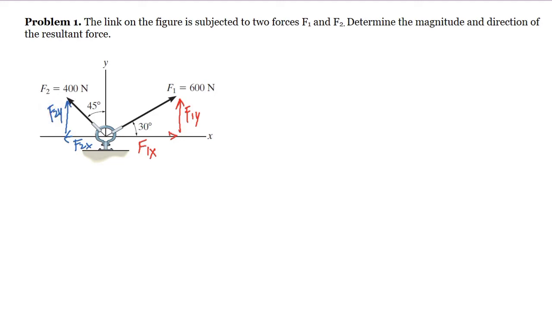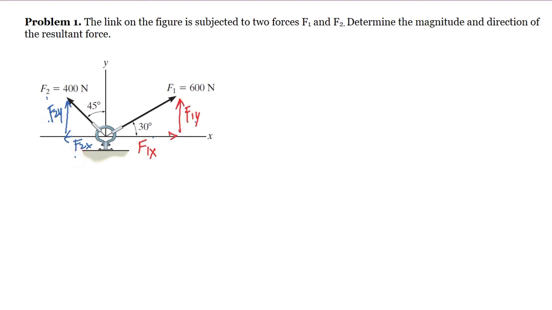Since, as you can see here, F1 is directed to quadrant 1, so you have F1x directed to the right and F1y directed upward. And F2 is directed to quadrant 2, so you have here the F2x directed to the left and F2y directed upward.